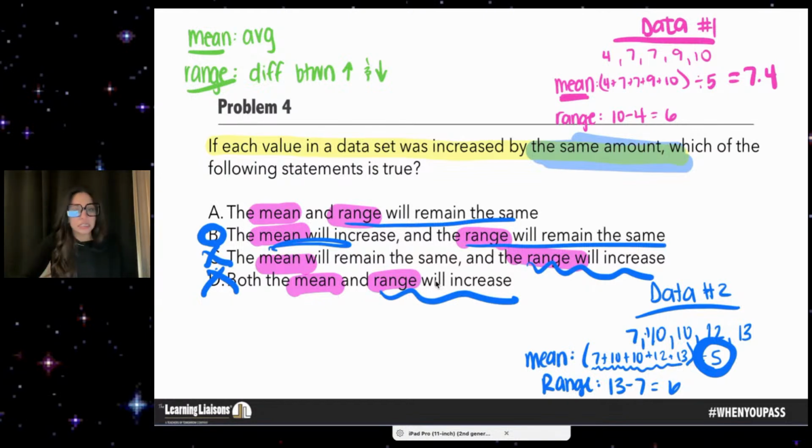And if you could not see that right away, you don't need to worry about that. It's okay. Let's go ahead and look at it in a calculator just to confirm, because sometimes our brains just like to confirm. 7 plus 10 plus 10 plus 12 plus 13 equals 52 divided by 5 is 10.4. Questions?